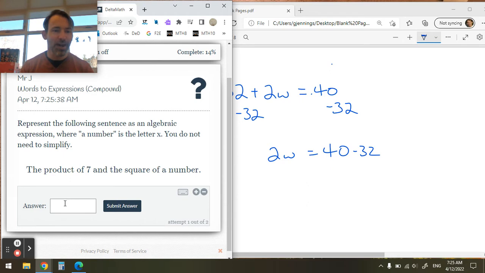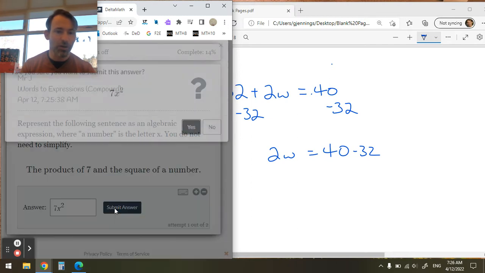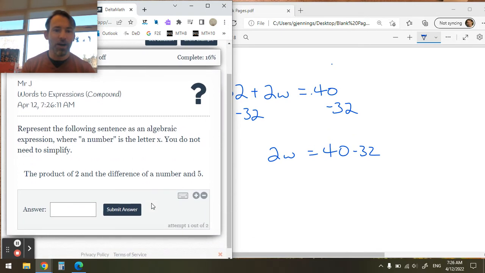Oh, okay, so I have to multiply 7 and some number squared. Okay, so this is the product of the square of a number. Okay. So I just want to take a look at that, break this one down. I take 7 and I multiply it. That's what product means. I multiply it by some number squared. And so here is some number squared. Good. Okay. The product of 2 and the difference of a number and 5.